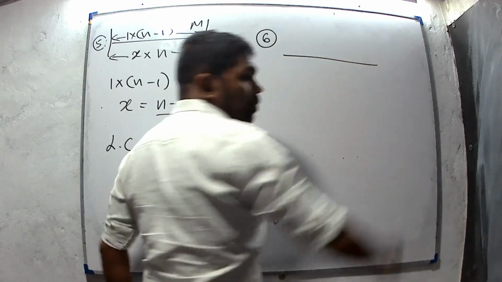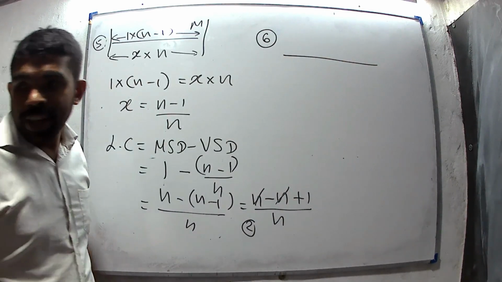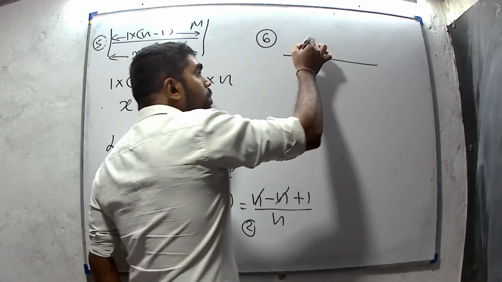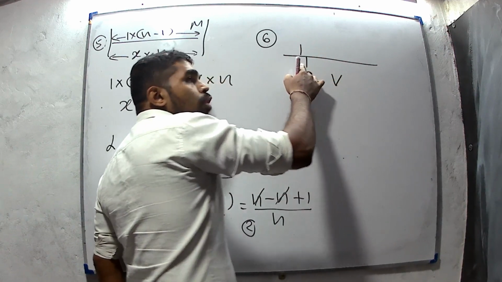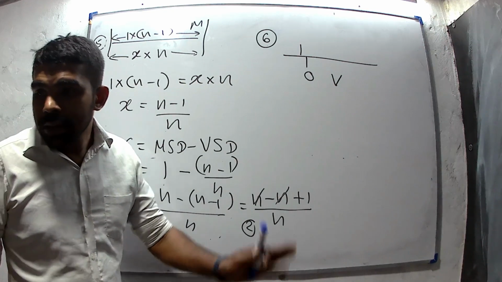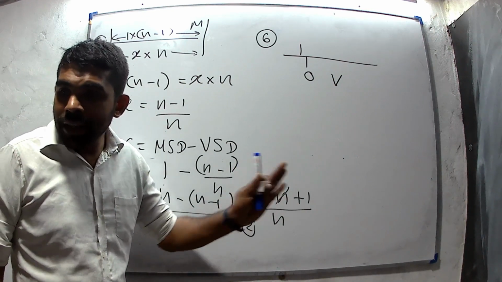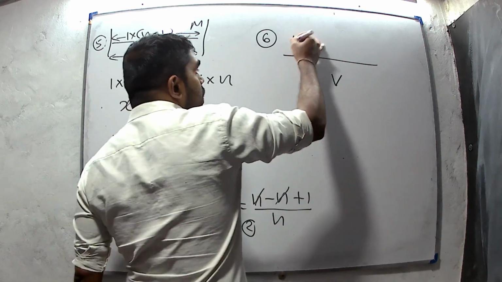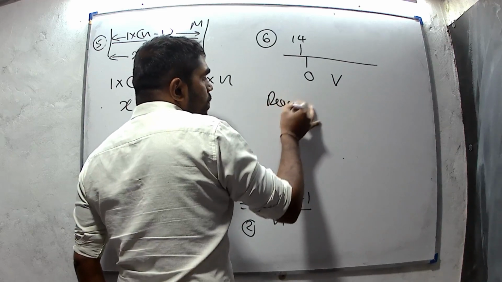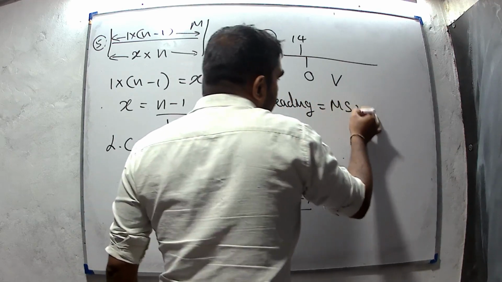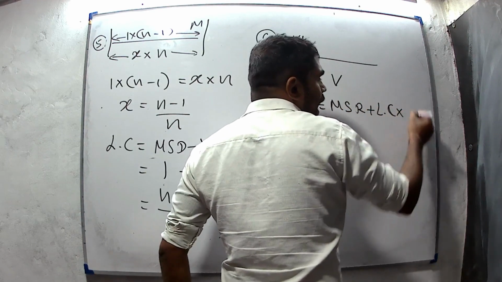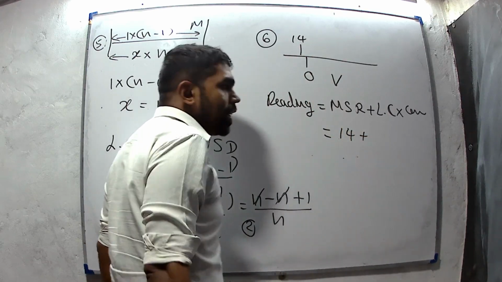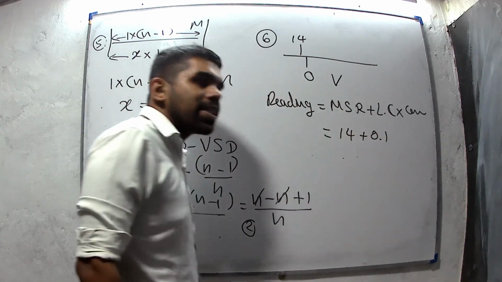We can consider main scale reading. When considering main scale reading, we have to get the main scale part before the zero of vernier scale. Before the zero of vernier scale, the main scale division is 14 millimeters. Then we can get the reading: main scale reading plus least count into coincided vernier scale part. Main scale reading is 14. We have to add the least count.